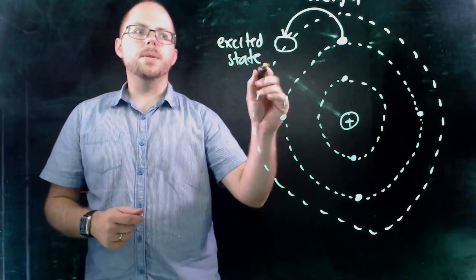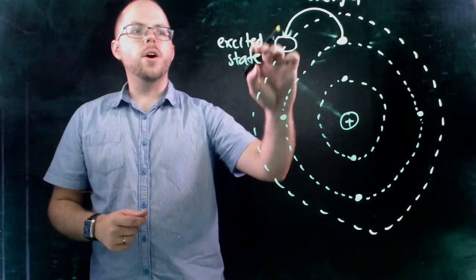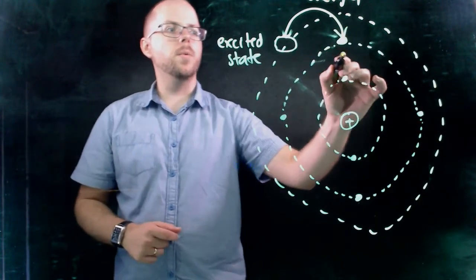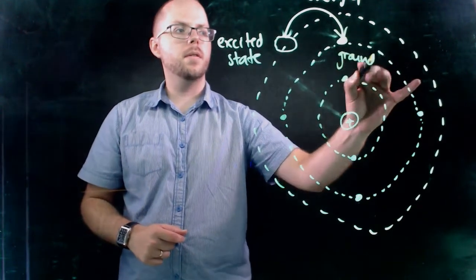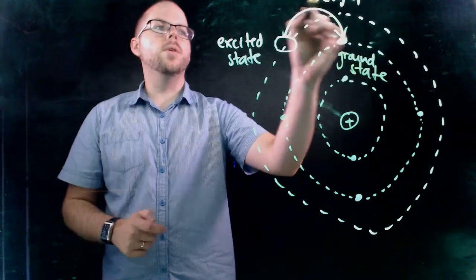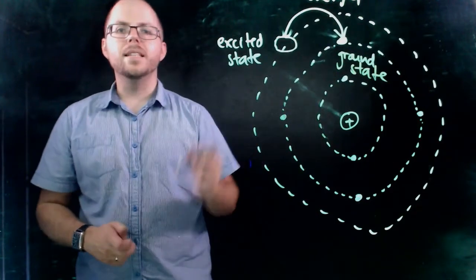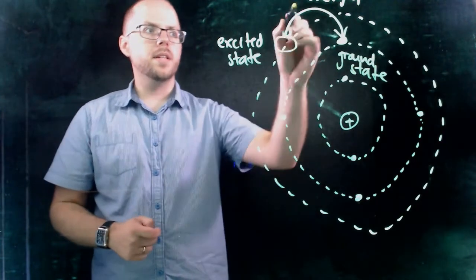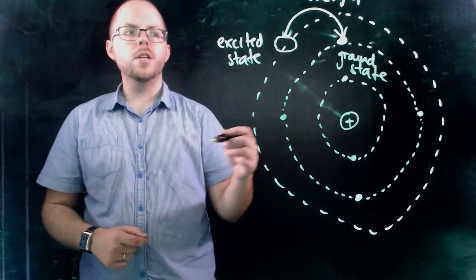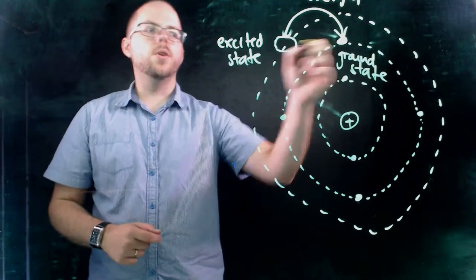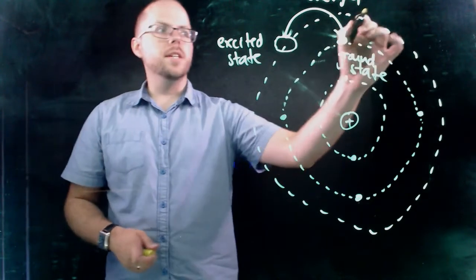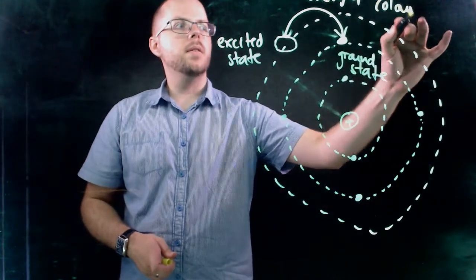So then what happens is that we go from this excited state back to the original spot, which we call the ground state. We go from excited state to ground state by the release of energy. When we've gone from here to the excited state, we've absorbed energy. When we've dropped back down, we have emitted or released energy. And that energy is in the form of coloured light.